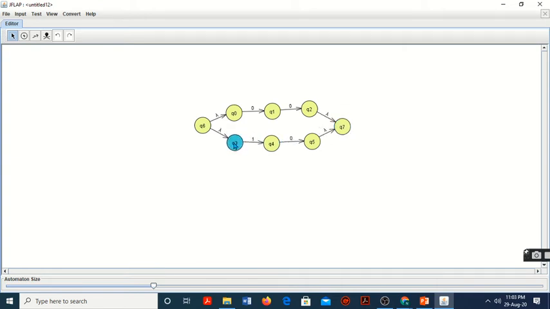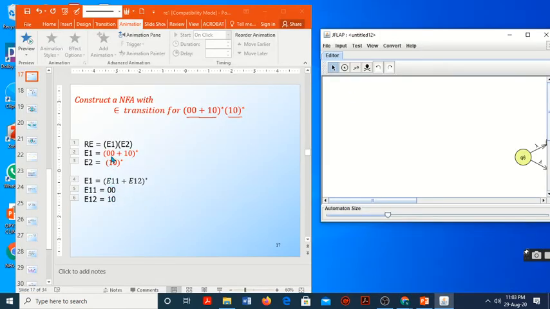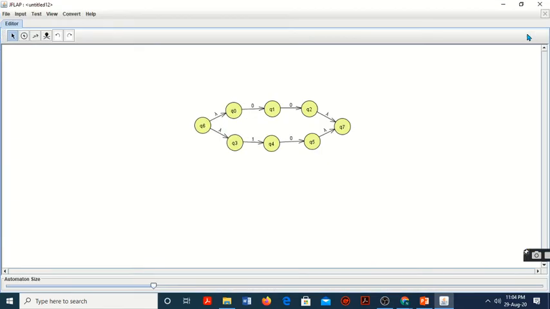So this is how 00 or 10 is represented. Now it is given that E1 is represented as (00 or 10) the whole star. So now we have to represent the Kleene closure. In order to represent the Kleene closure star, we have to have a predecessor as well as a successor, to which we will be moving on without entering into this string.